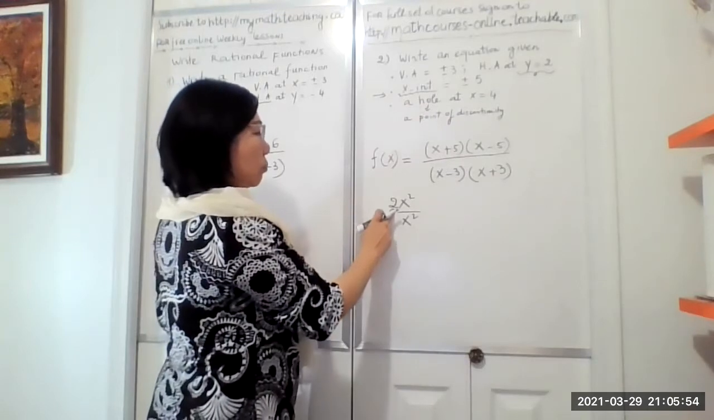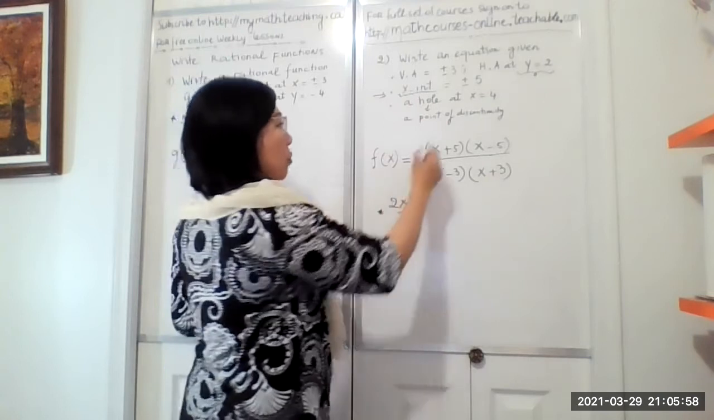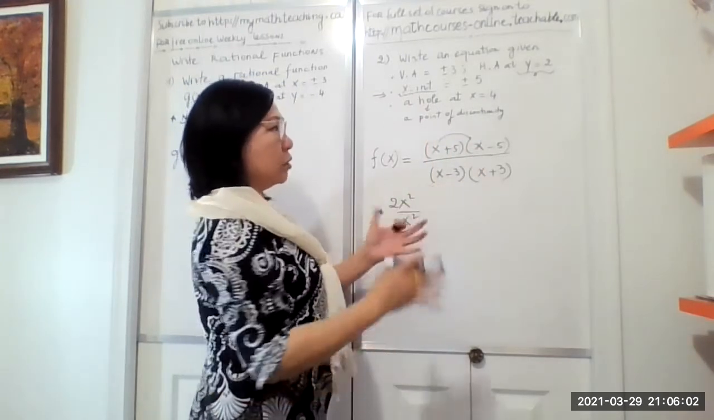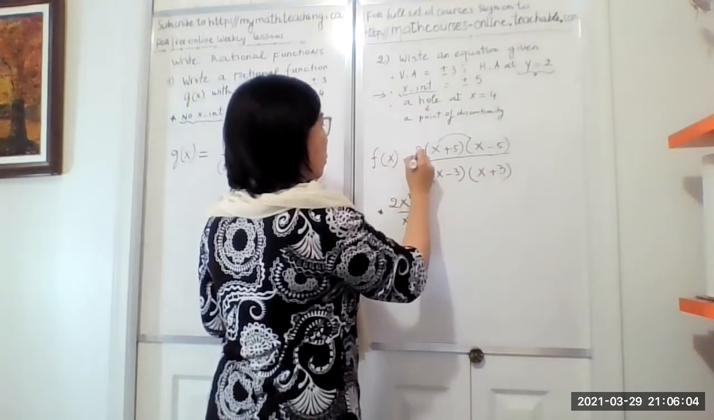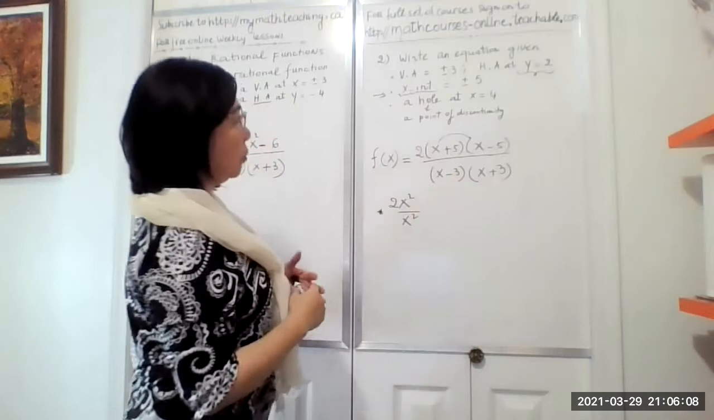What else? We need the horizontal asymptote at 2. So again, this will give us the same degree as down here. So that's no problem. We're going to add the 2 in front. So that is how it looks.